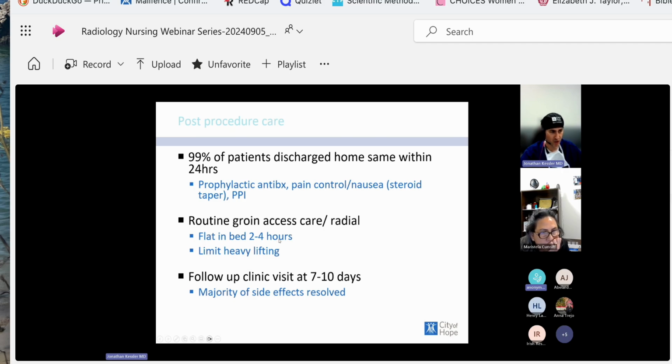We're all aware of the groin or radial access care. Again, regardless of what you're doing, this is the same for any patient. We're just protecting them against bleeding from the access site. And it's important to know that most of these side effects are going to resolve within about 7 to 10 days. What that means, and this is the most important thing for our nursing staff to know when they're doing these post-op calls, is that if you're having a low-grade fever, some pain, some nausea 1, 2, 3, 4 days after the procedure, that can all be entirely normal. Now, it doesn't mean it's always normal, but it can be.